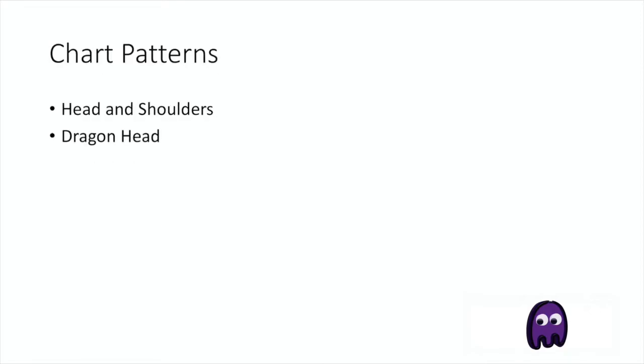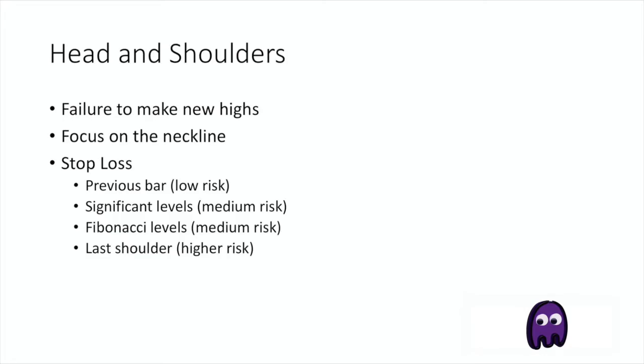Here we review some chart patterns that show up time and again when trading cryptocurrencies technically. In particular, the head and shoulders pattern and the dragon head formation. For the head and shoulders, we have failure to make new highs. We want to focus on the neckline. Stop loss can be at the previous bar for low risk, significant levels, medium risk, Fibonacci levels, also medium risk, or last shoulder, which is higher risk.